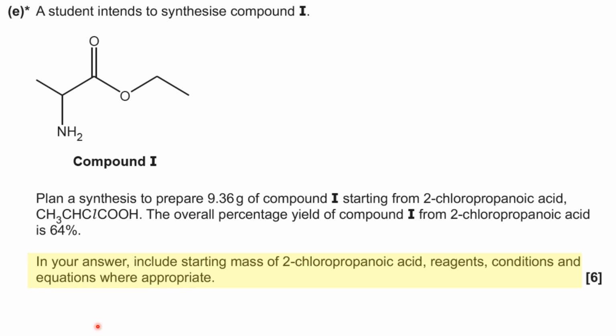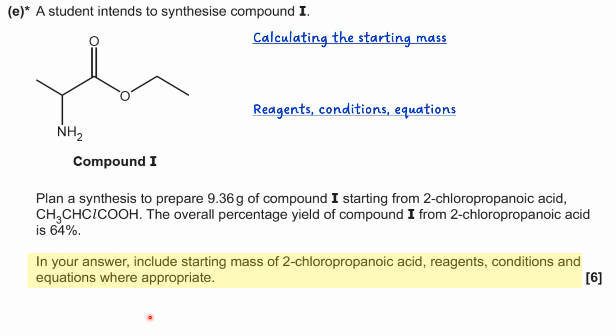But the question isn't asking you to name it, it's asking you to work out the starting mass of 2-chloropropanoic acid needed, the reagents, conditions, and equations where appropriate, taking into account that it's a 64% yield. So what I'd suggest is maybe put two sections to your answer: calculating the starting mass, and the reagents, conditions and equations.